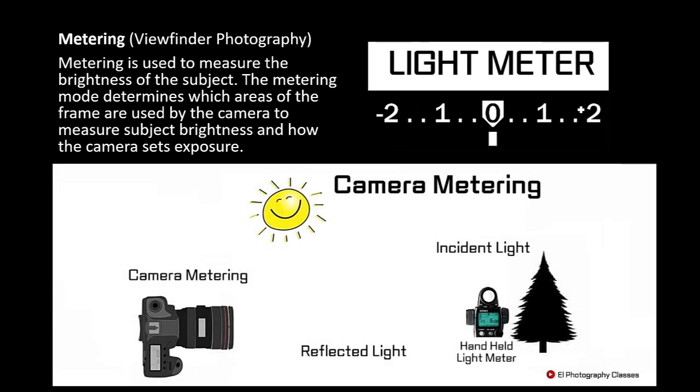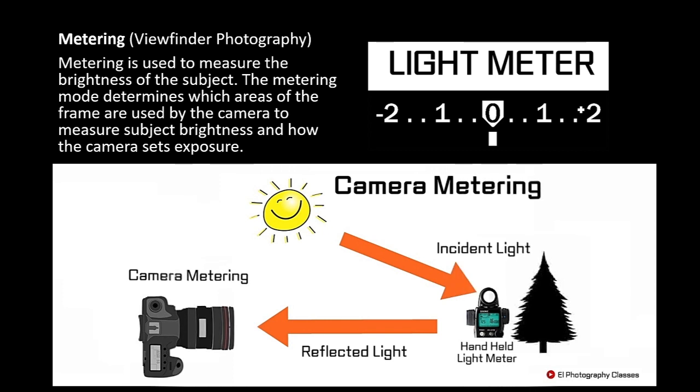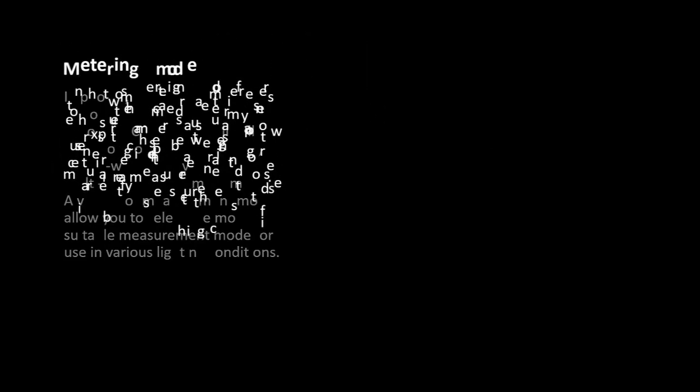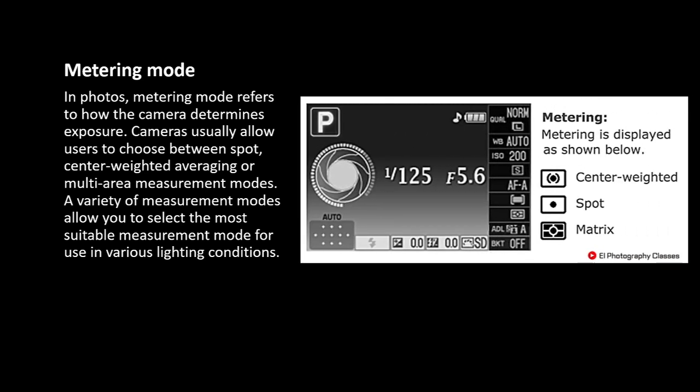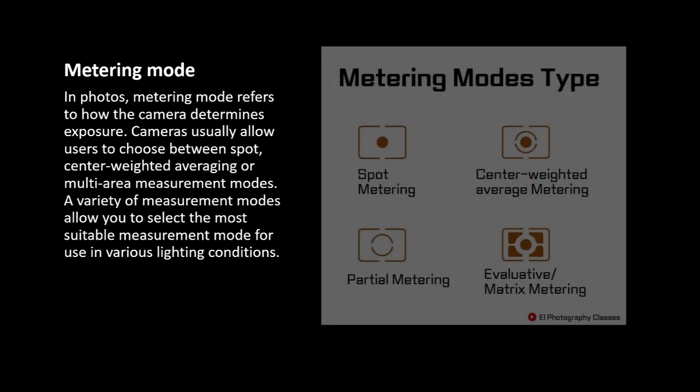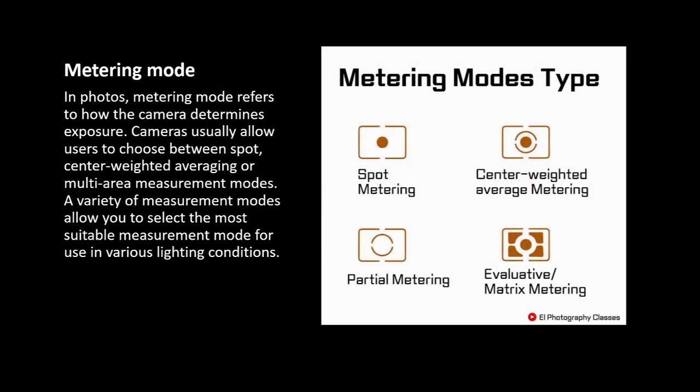Metering, viewfinder photography. Metering is used to measure the brightness of the subject. The metering mode determines which areas of the frame are used by the camera to measure subject brightness and how the camera sets exposure. In photos, metering mode refers to how the camera determines exposure. Cameras usually allow users to choose between spot, center-weighted average, or multi-area measurement modes. A variety of measurement modes allow you to select the most suitable mode for use in various lighting conditions.